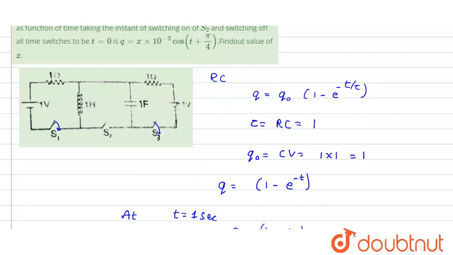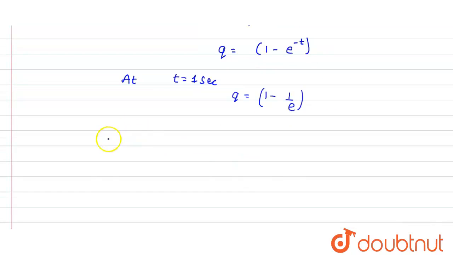Now for the LR circuit, if we do the same thing, we get the value of the current. I equals I naught, the maximum value of the current, times 1 minus e to the power minus t divided by tau, where tau is the time constant. For an LR circuit it is given as L by R. Inductance is 1 and resistance is 1, so it would be equal to 1. The unit is seconds.